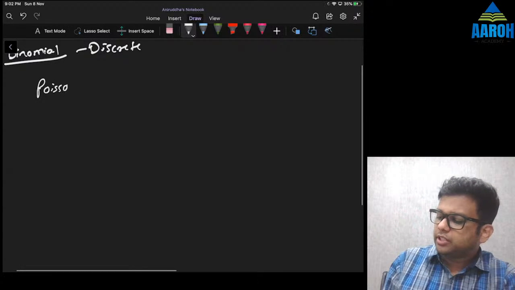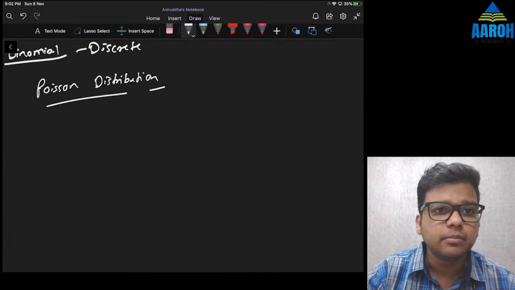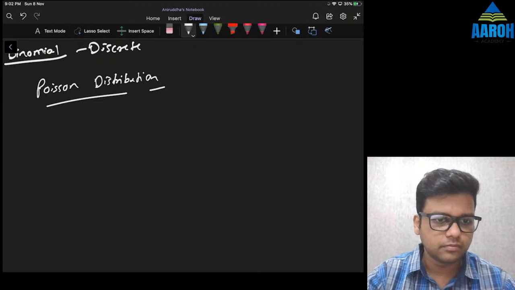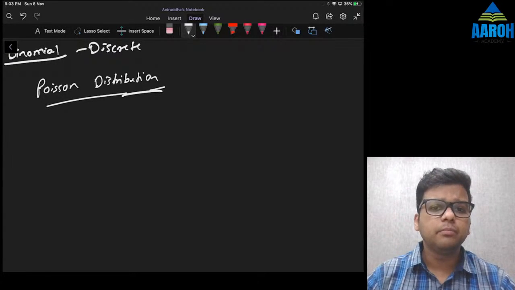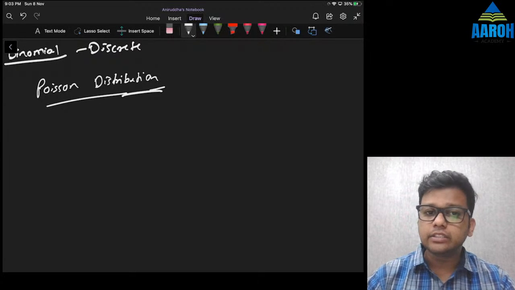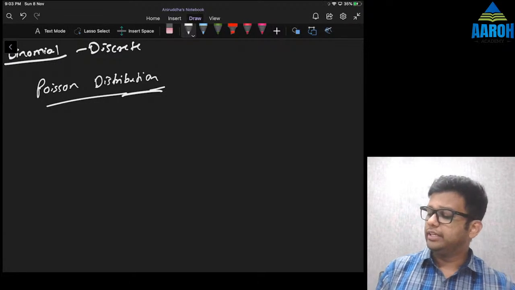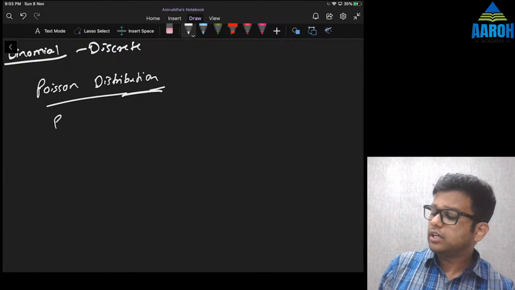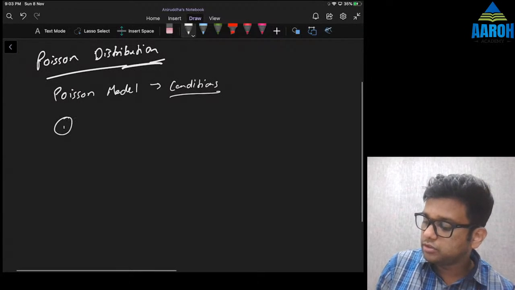So the next discrete distribution that we have to see is Poisson distribution. For binomial, we saw that Bernoulli's trials must be there. Binomial distribution is made up of multiple Bernoulli's trials. Similarly, if we want to apply Poisson distribution, then the conditions for the Poisson model should be present. There are three main conditions which should be present so that we can use Poisson distribution.